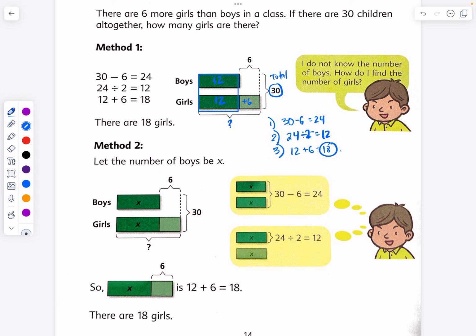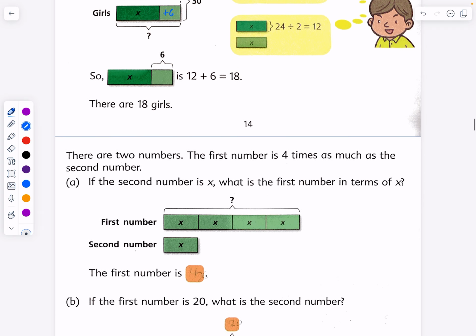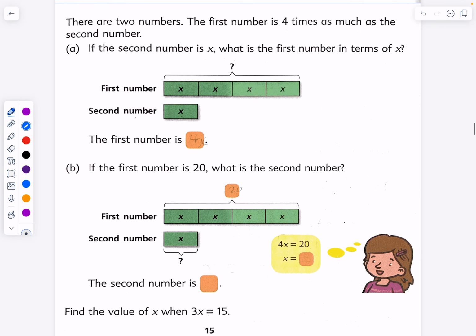Now, let's bring this problem into algebra. Let the number of boys be x. How many boys do we have? x boys. Of course, what is the number of girls? x plus 6. Altogether, we have 30. It is a two-step problem. Again, 30 minus 6, then divide by 2, and just like we had the solution, let's practice it on our own examples. Page number 15.